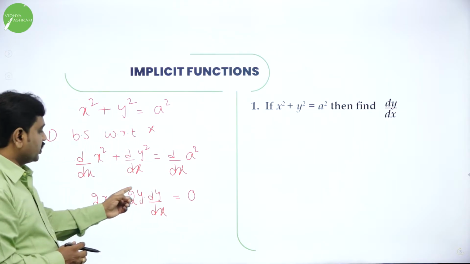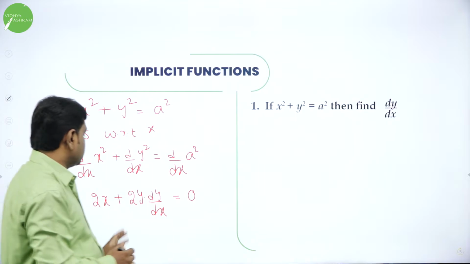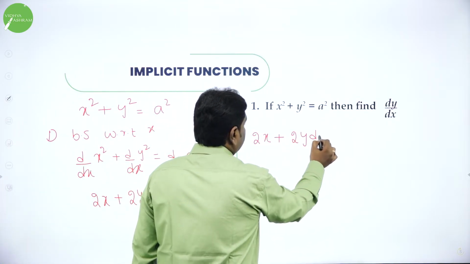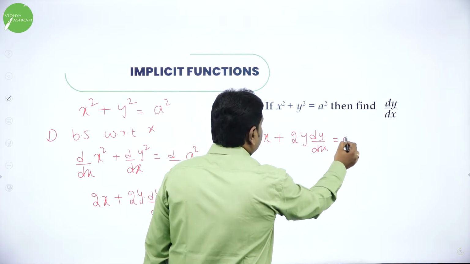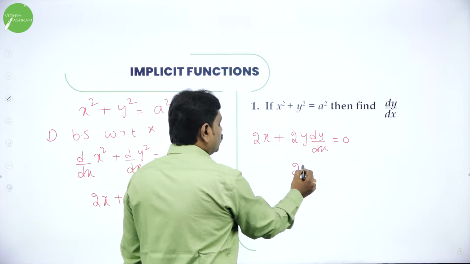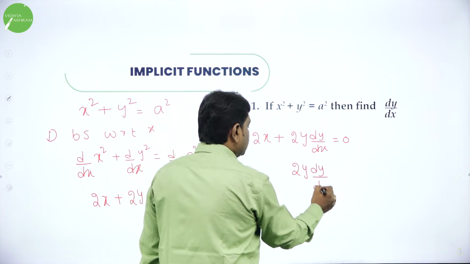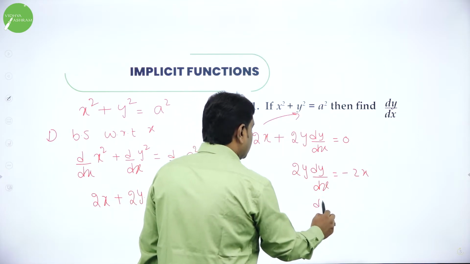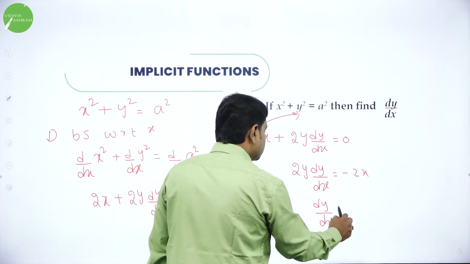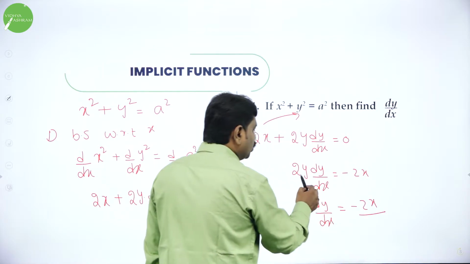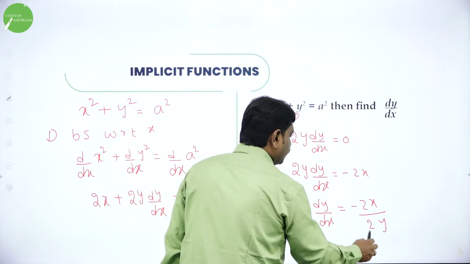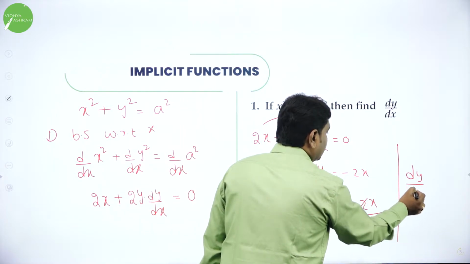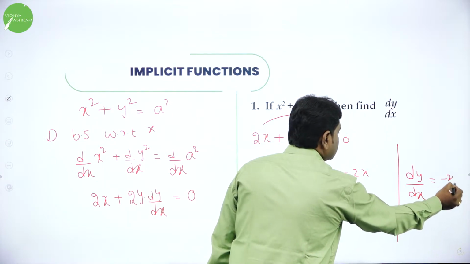So now 2x plus 2y dy by dx is 0. Rearrange this. Now transfer 2x to RHS. So we'll get 2y into dy by dx is equal to minus 2x. Transfer 2x to RHS, it becomes minus 2x, and we need dy by dx. So dy by dx is equal to minus 2x, and 2y comes to this side, it becomes divided by 2y. 2 cancels. So finally we'll get the answer. What is the answer? dy by dx is equal to minus x by y.